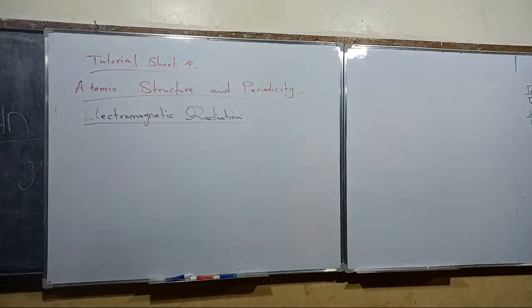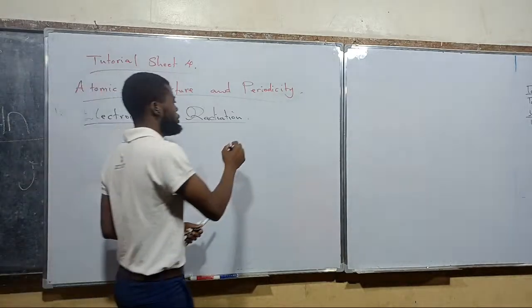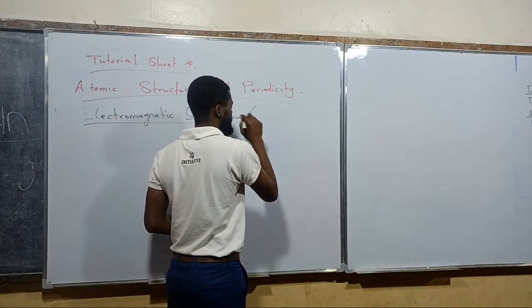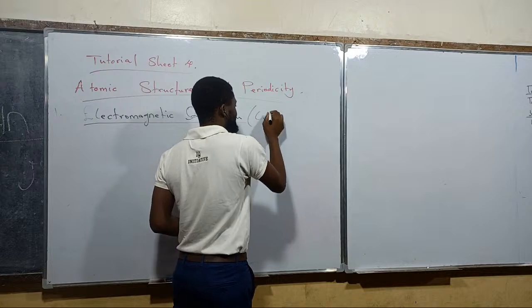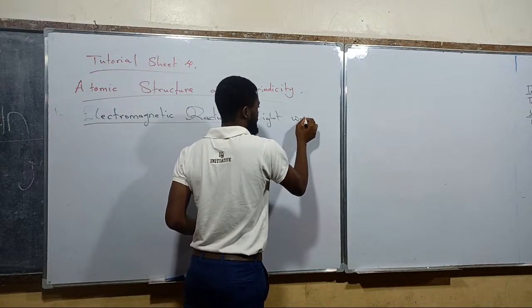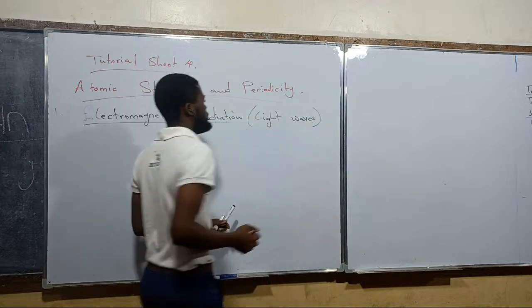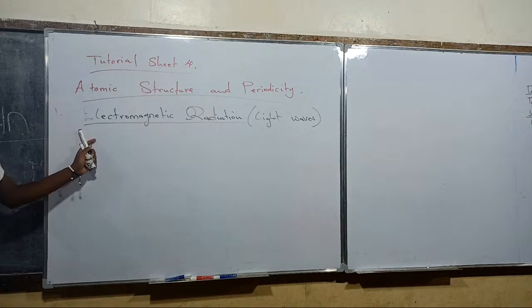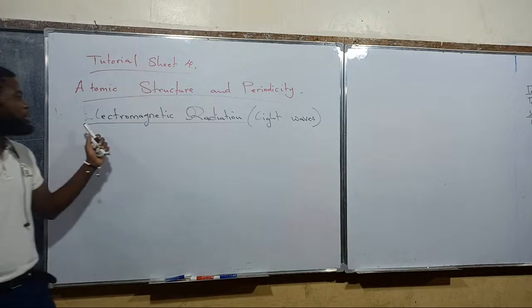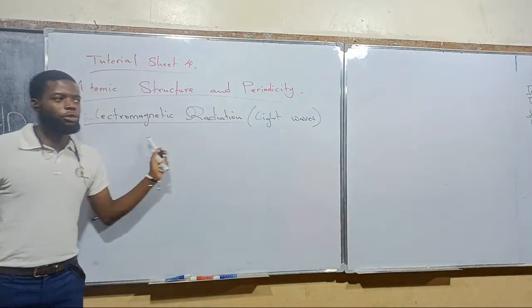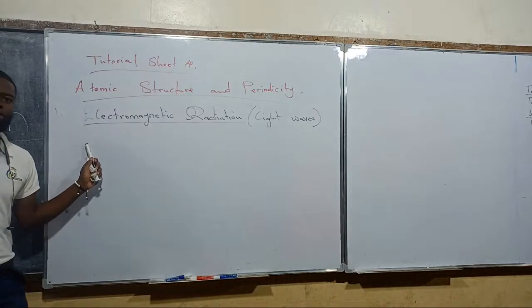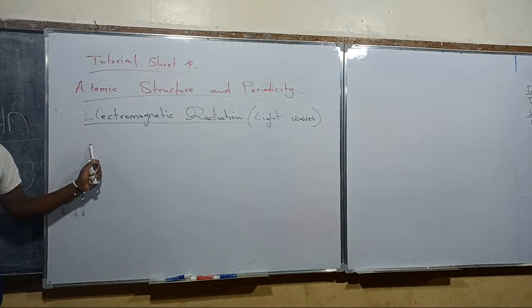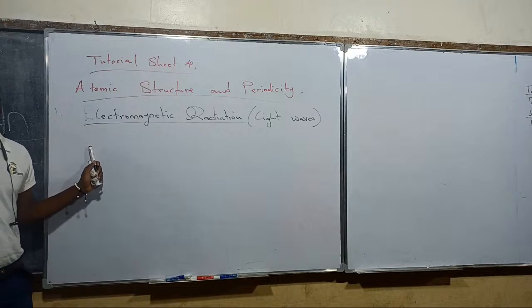So what do they mean by electromagnetic radiation? Another term that is used in place of electromagnetic radiation is light waves. Electromagnetic radiation just refers to the form through which energy travels through space. The form in which energy or light travels through space is called electromagnetic radiation. Now, light or energy can travel through space in several forms.